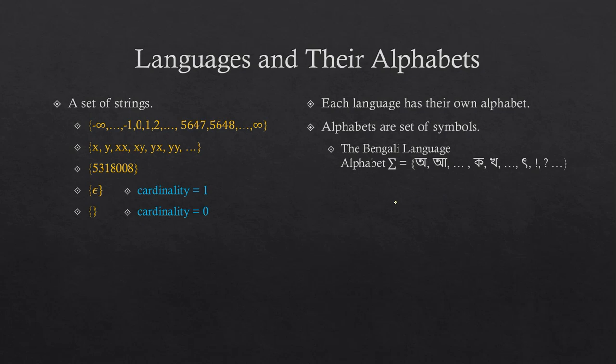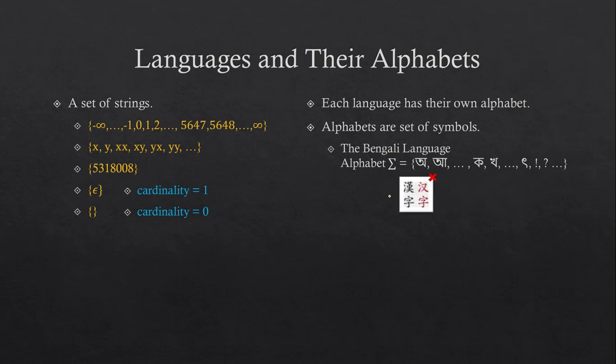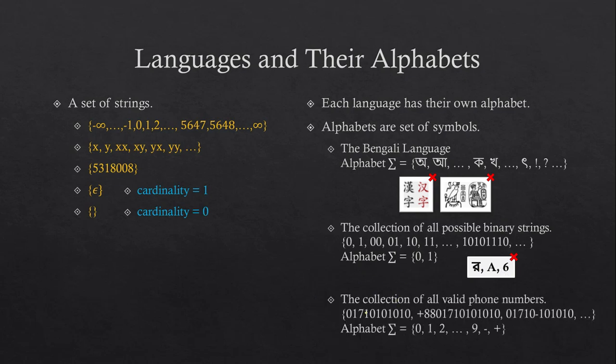So if I'm reading a Bangla text, for example a Bangla book, I'm not going to encounter some random Chinese characters or some Egyptian hieroglyphics. Similarly, if we have a set that contains all the binary strings, we know binary strings are made of only two symbols, 0 and 1. So in all of these strings, we are not going to encounter anything like a Boishono law or the number 6. If we have a language that contains all the valid phone numbers of Bangladesh, we are only going to encounter digits, the hyphen or the plus sign in all of those strings, because phone numbers don't contain a dollar sign or English letters.